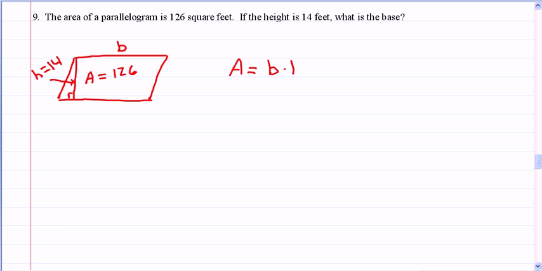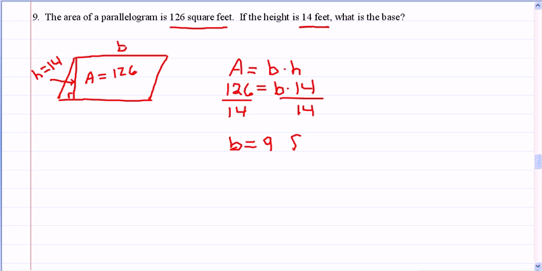So area is base times height, and we know that the area is 126, so I substitute 126 in for A. We don't know the base, but we know that the height is 14. So to solve for B, I will divide both sides by 14, and if I take 126 divided by 14, I'll get a base equal to 9. So just make sure that you write the units. You have the area in square feet, the height in feet, so the base has to be in feet as well. So you have a base of 9 feet.